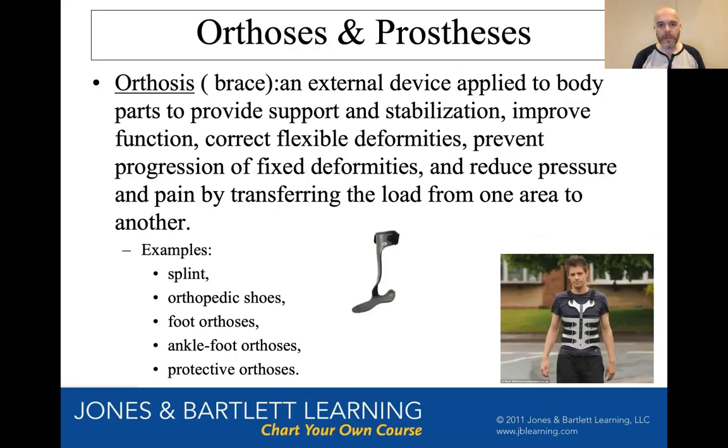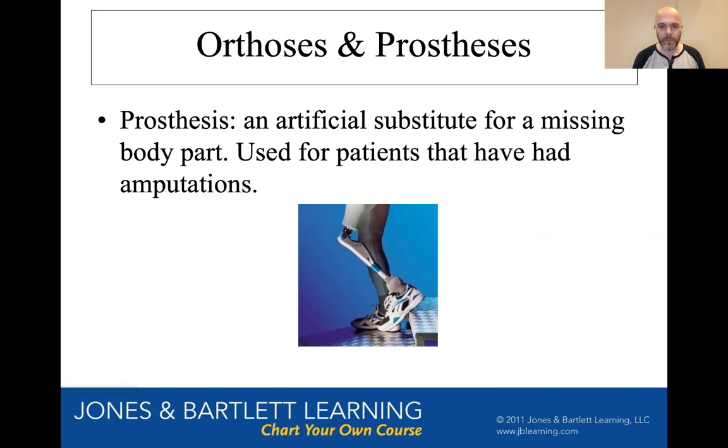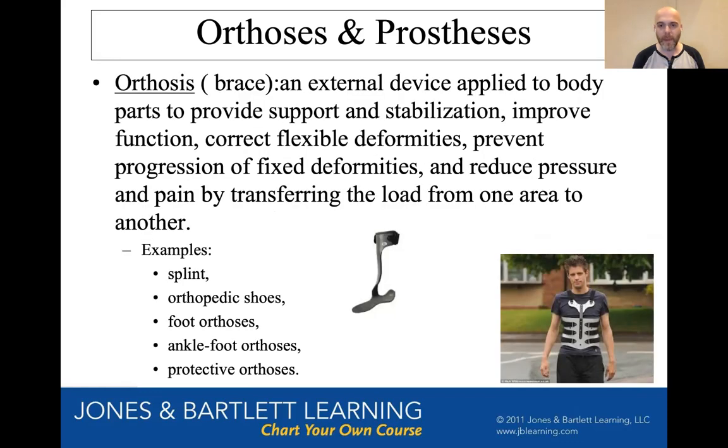Okay, an orthosis is a brace. So this is just an external device that helps provide support and stabilization. You might have seen old types of braces before that were made out of metal and leather. Nowadays they're made out of mostly plastic, and this black one here is made out of carbon fiber. The carbon fiber ones and the plastic ones are extremely light and flexible and durable.